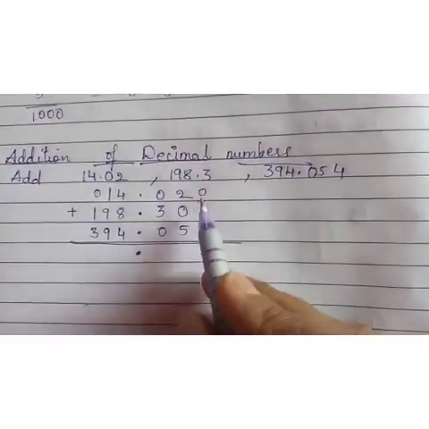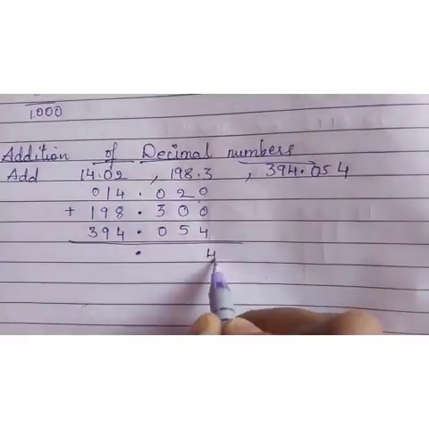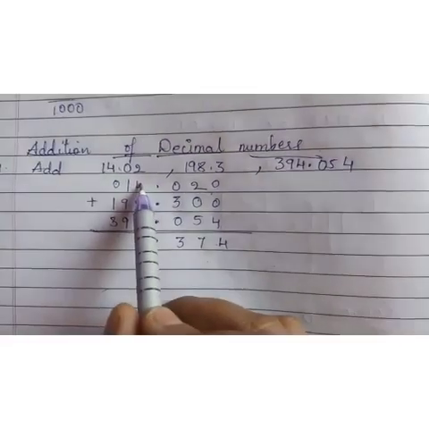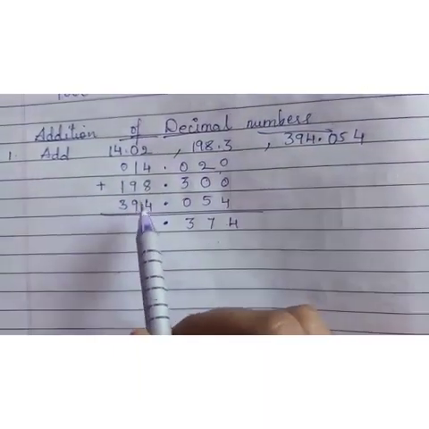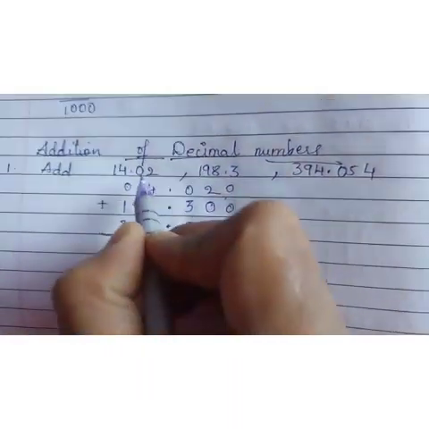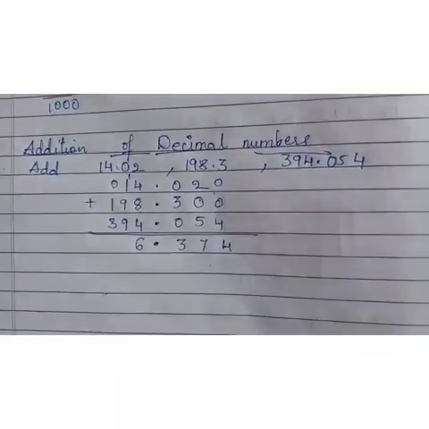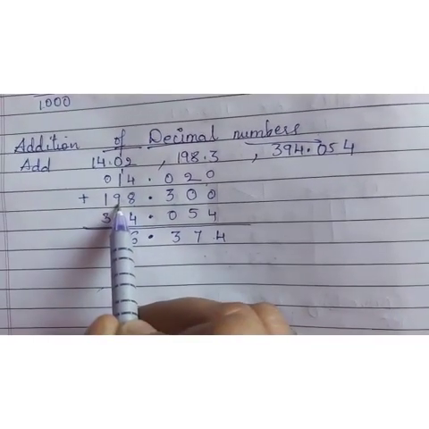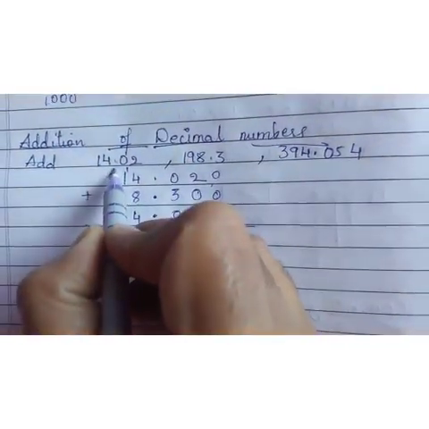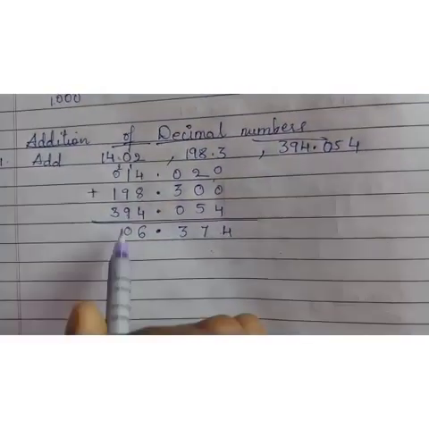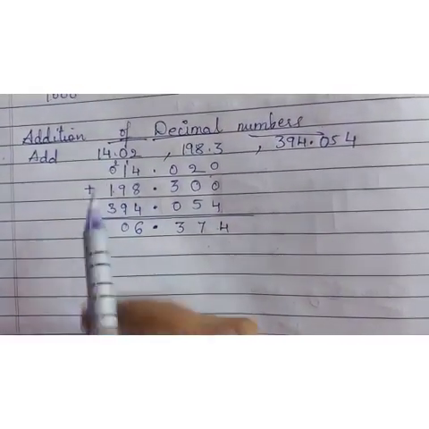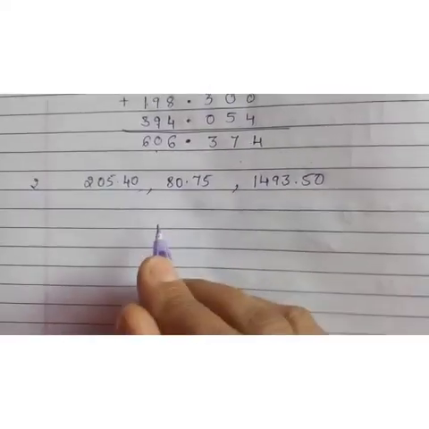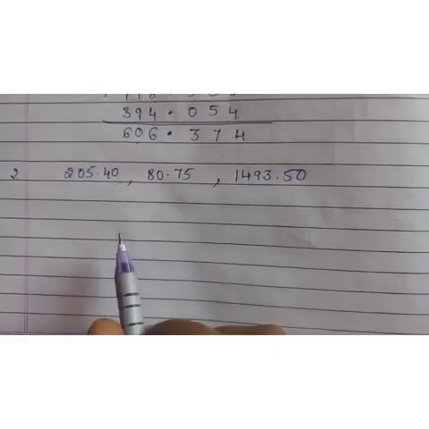Now start adding. 0 plus 0 plus 4 is 4. 2 plus 5 is 7, and this 3 as it is. 4 plus 8 we have 12. 12 plus 4 we have 16. So give 1 carry and 6 as it is. Next 1 plus 1 is 2. 2 plus 9 is 11. 11 plus 9 is 20. So 2 carry and give 0. Next 2 plus 1 is 3. 3 plus 3 is 6. We got the answer. So children, I have taken another example here for addition.